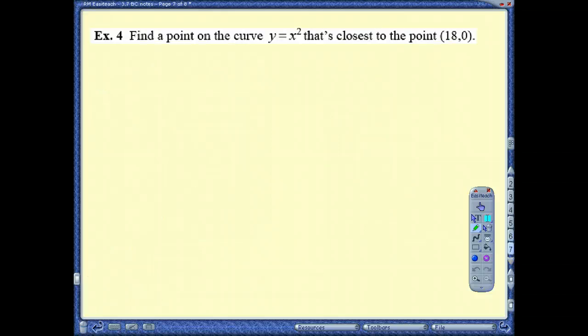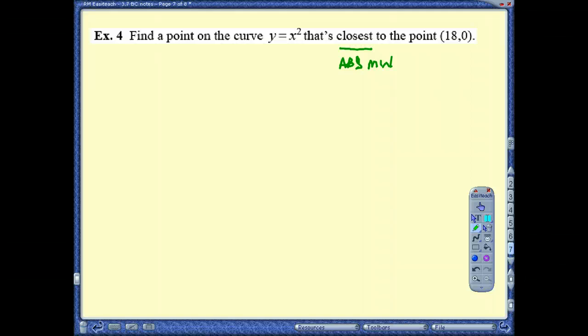Let's look at our last problem. There won't be a second video on this one. We're going to find a point on the curve y equals x squared that's closest to the point (18, 0). Closest to the point means that we are doing an absolute min. Because we're talking about points, our interval is going to be negative infinity to positive infinity. Yes, we know it's not going to be out that far, but it's a point. It could be anywhere around this (18, 0).